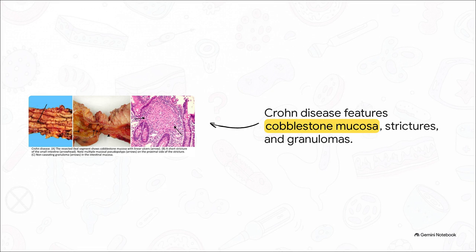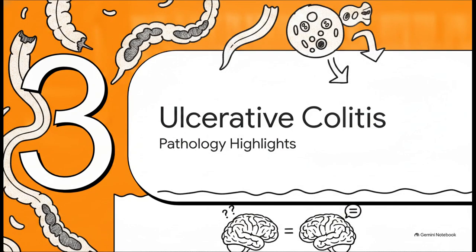Notice also how the disease skips around. It leaves areas of totally normal mucosa sharply demarcated from the diseased sections. We call these the famous skip lesions. All right, Section 3, ulcerative colitis highlights. Let's see how it compares.